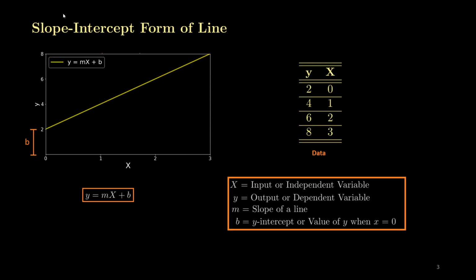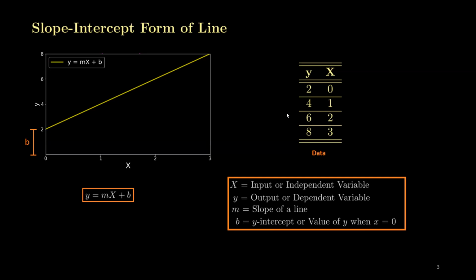So this is the slope-intercept form of line from our high school mathematics. We know that the slope-intercept form of line is represented by this equation, which is y = mx + b, where m is the slope of a line and b is called the y-intercept, or it is the value of y when x is equal to 0. Now let's discuss this slope-intercept form of line in detail.